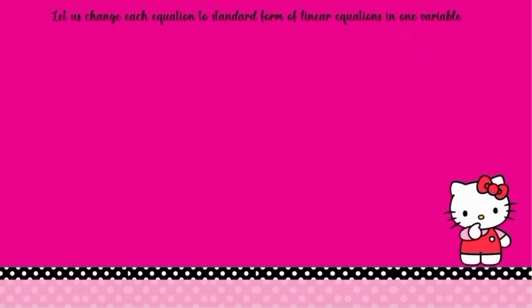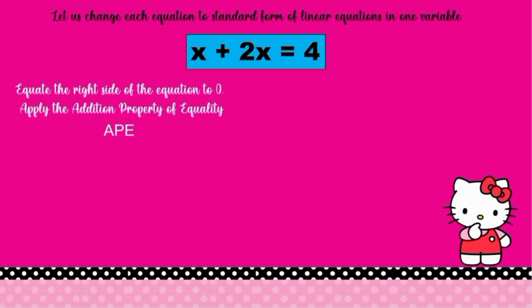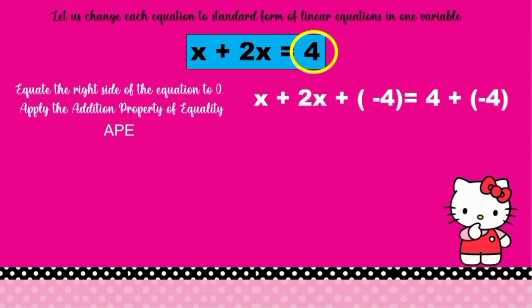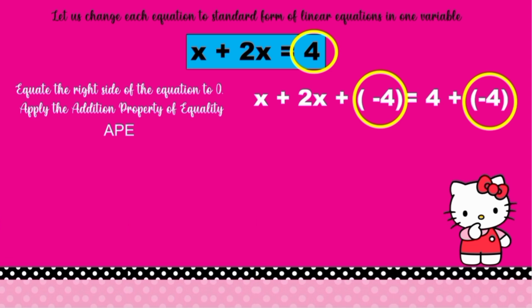First, let's try this one. x plus 2x is equal to 4. Equate the right side of the equation to 0. Apply the addition property of equality or APE. The opposite of the term at the right side is negative 4. So we will add negative 4 on both sides of the equation. Add negative 4 to the left and negative 4 to the right.